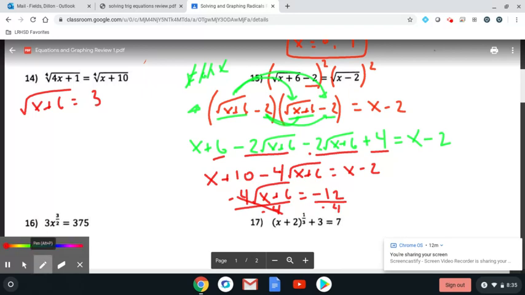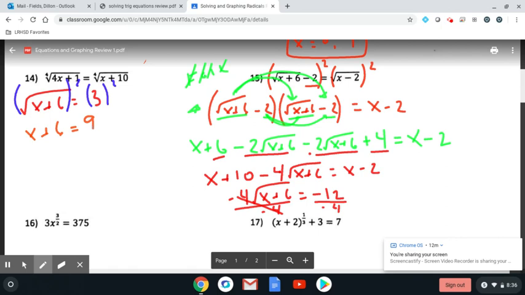All right, once you're at this step, you're just looking to get rid of that radical symbol, or in this case, the square root, by squaring both sides. That leaves us with x plus 6 is then equal to 9. And then when we subtract 6 on both sides, you end up getting that x is equal to a +3.